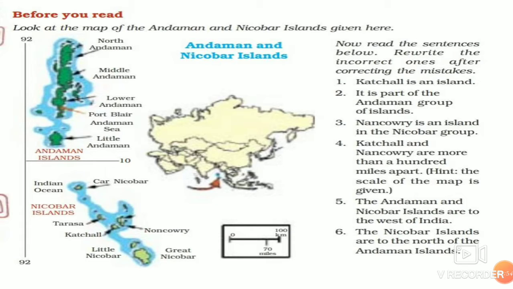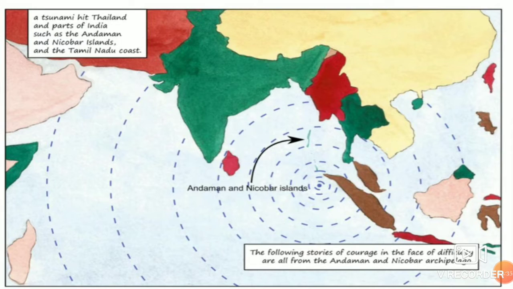Kachal is an island. It is a part of the Andaman group of islands. Nancowry is an island in the Nicobar group. Kachal and Nancowry are more than 100 miles apart. The Andaman and Nicobar Islands are to the west of India. The Nicobar Islands are to the north of the Andaman Islands. So all these are the features of the Andaman and Nicobar Islands. Now we are going to see how a few families were affected due to the tsunami. Now let us move to the lesson, children.